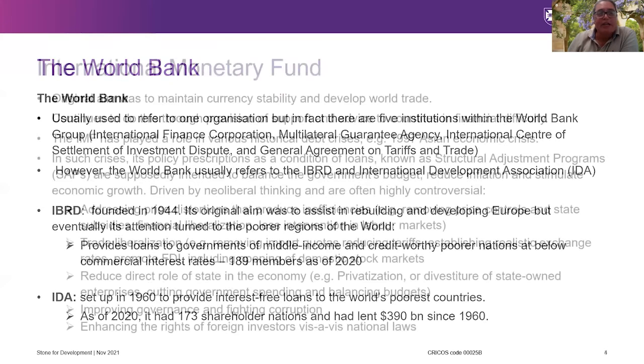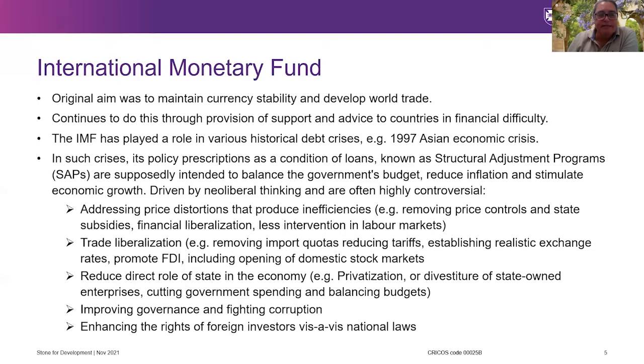Moving along to the International Monetary Fund, many of you would have heard of this. Its aim was to maintain currency stability and develop world trade when it was set up in 1944. It provides advice to countries that are in financial difficulty. One classic, and potentially controversial, example of the IMF is the Asian economic crisis of 1997, when Indonesia, Thailand and Malaysia suffered terrible economic crisis followed by high levels of debt.